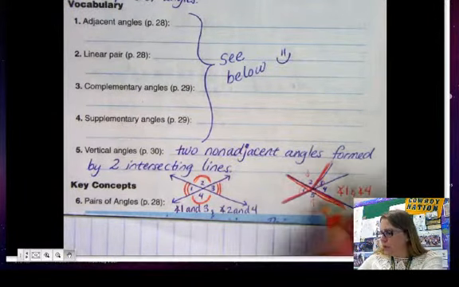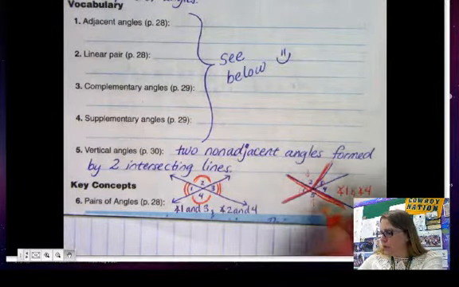Okay, pairs of angles. A linear pair and adjacent angles. Adjacent angles are angles that share a side. They're adjacent. They're next to each other. So for example, this angle 1 and 2 are adjacent angles because they share this side right here. They share that side in the middle. So these two are adjacent. They're next to each other.